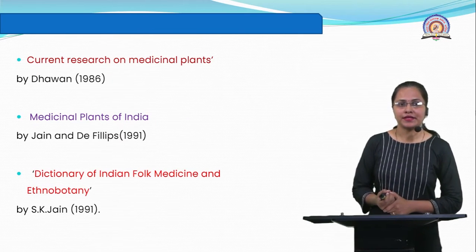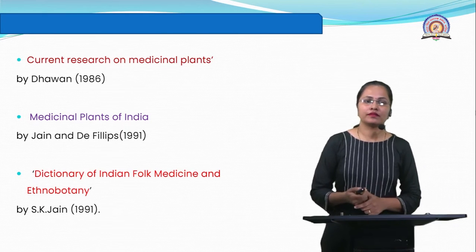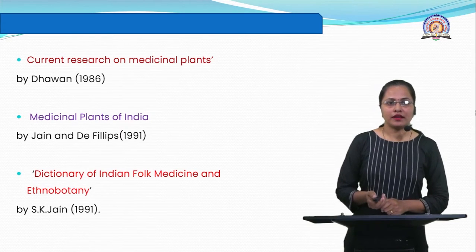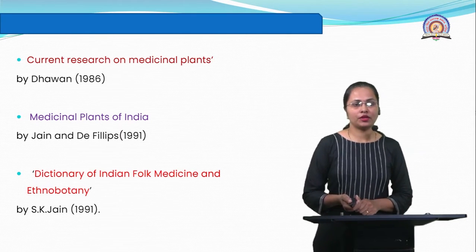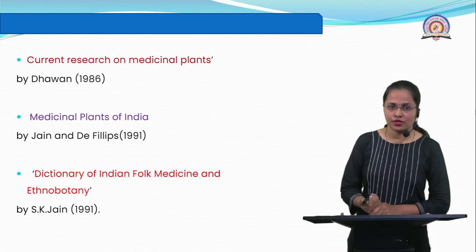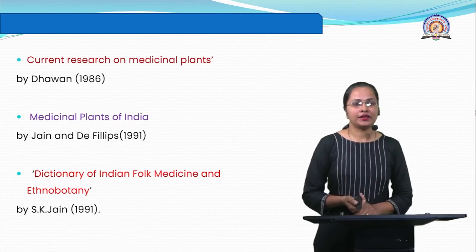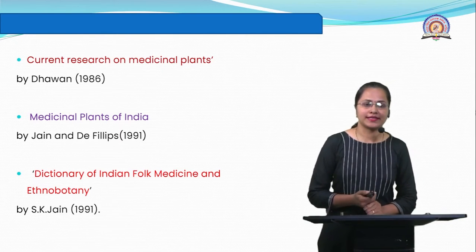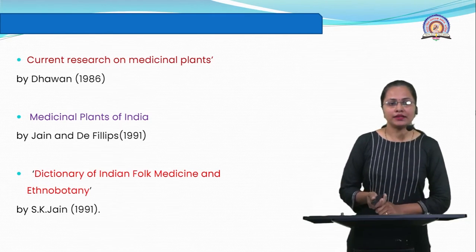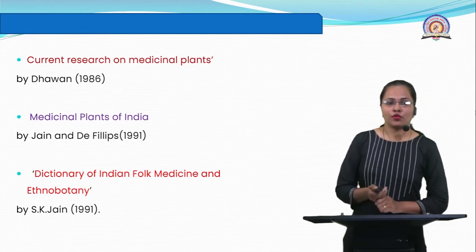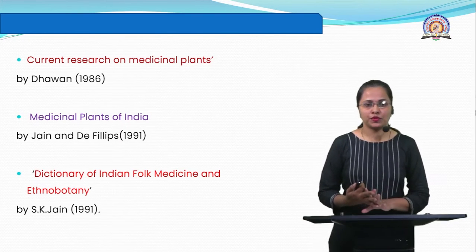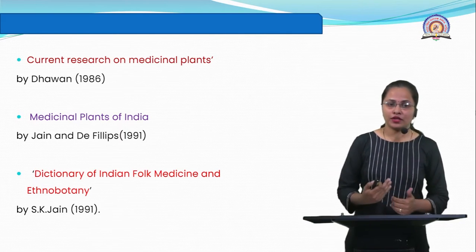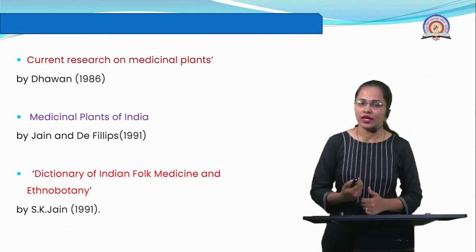In 1986, Dhawan reported the current research on medicinal plants. In 1991, Jain and Defilipps again collectively contributed to form Medicinal Plants of India. In 1991, S.K. Jain again wrote and published a book known as Dictionary of Indian Folk Medicines and Ethnobotany, and nowadays it is considered as the most useful literature for Indian ethnobotany, and it is a very useful source of medico-ethnobotanical literature.